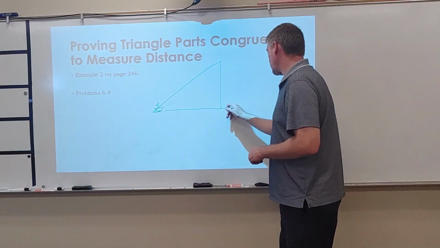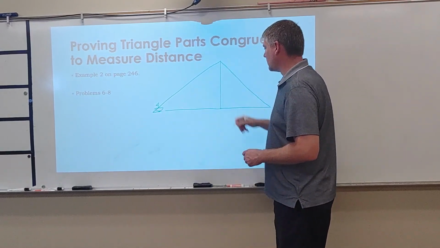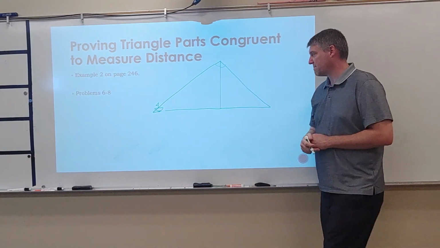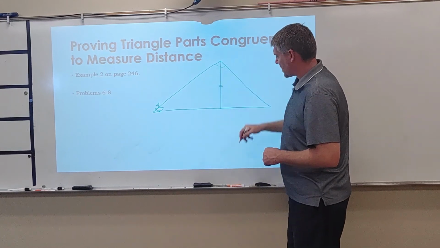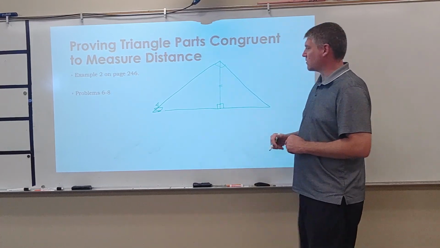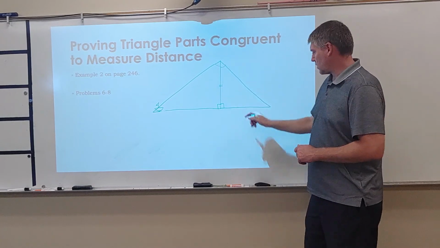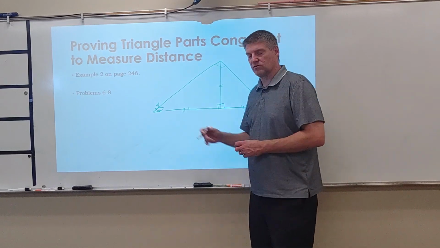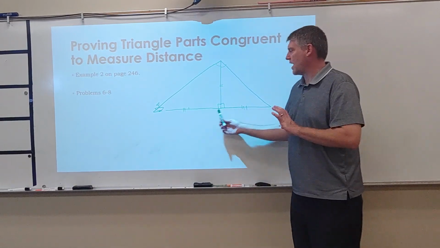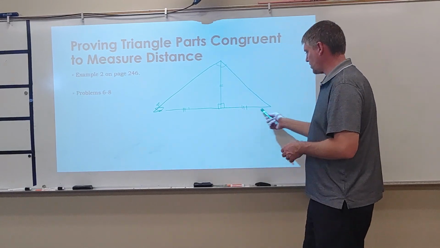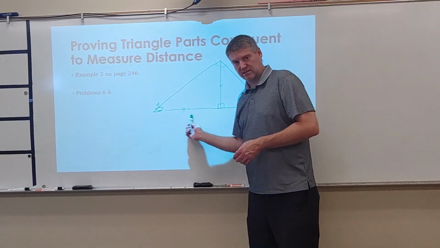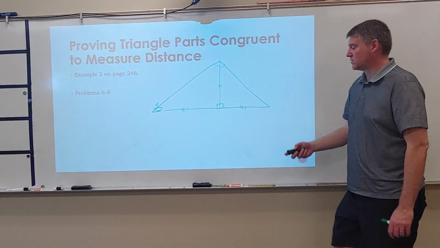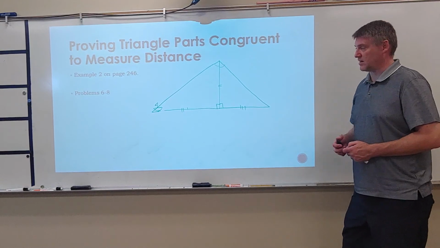Okay? So what I could do is find a triangle where this angle and this angle are the same. I know these two sides are the same, and I know these angles are the same because they're right angles. So now I have angle, side, angle. Well, I could measure this distance here, and it's going to be the same as the distance out to the boat. So if I knew that the distance here was 2 miles, then I know that this distance is 2 miles. Okay? So I can use congruent triangles to find distance and measurements.